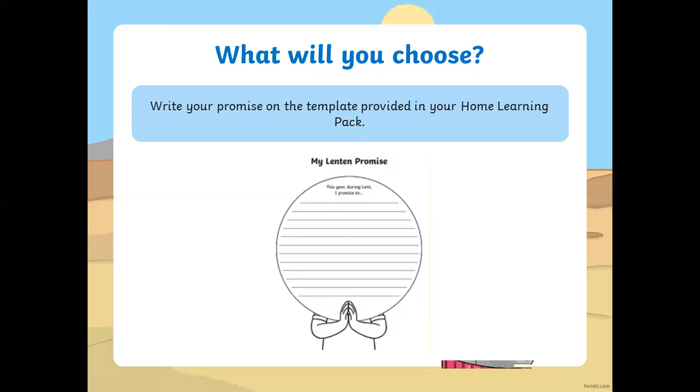Okay, children, so today your focus is on the season of Lent and preparing during that time to celebrate Easter at the end of Lent.